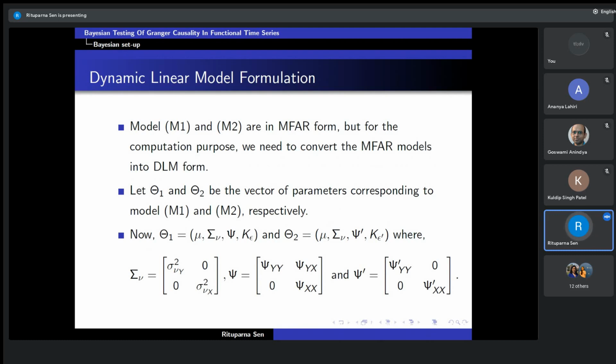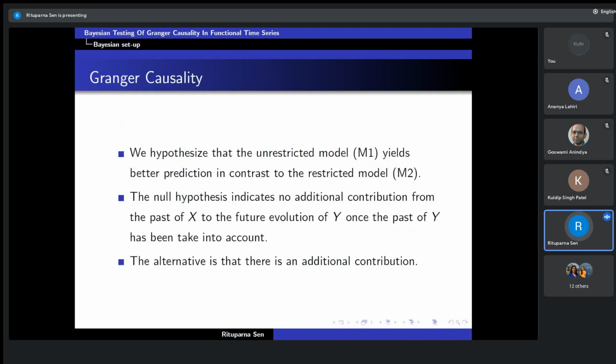So let θ1 and θ2 be the vectors of parameters corresponding to M1 and M2. And these are the parameters, the mu, sigma, psi, and K. And then we will have to put priors on these parameters. So the null hypothesis is that both models are kind of the same. The alternative is that the past of X brings in more information.